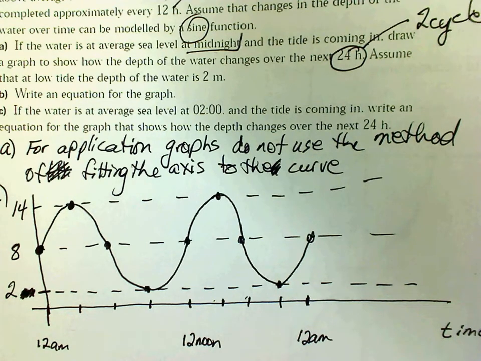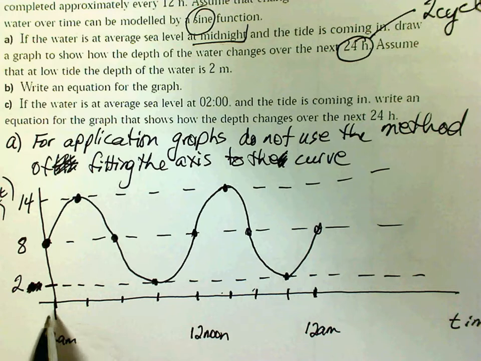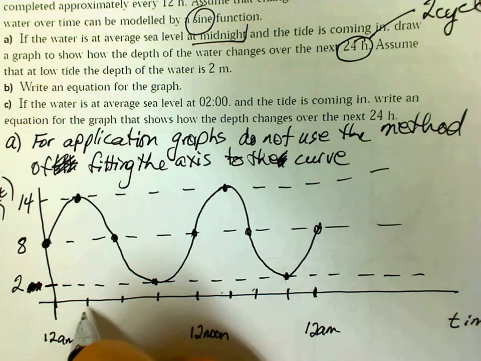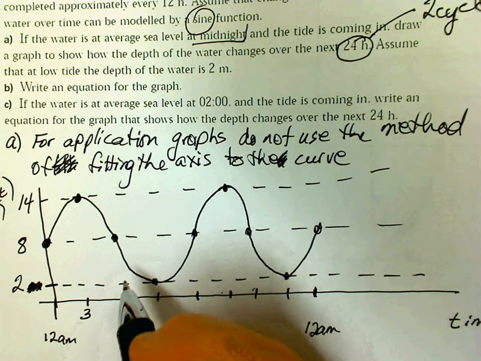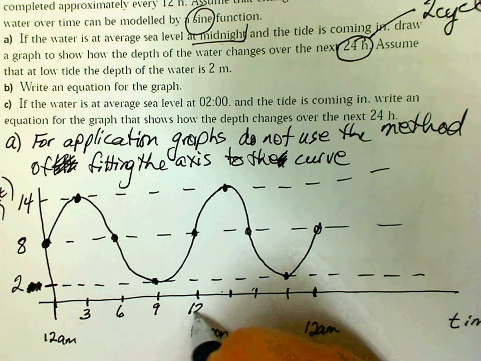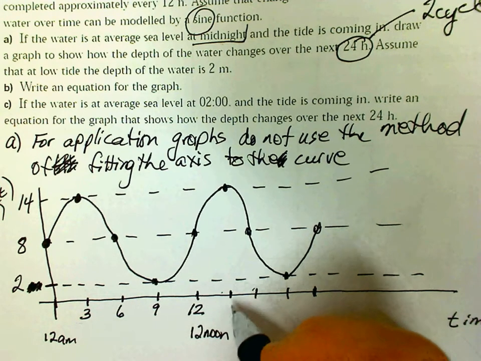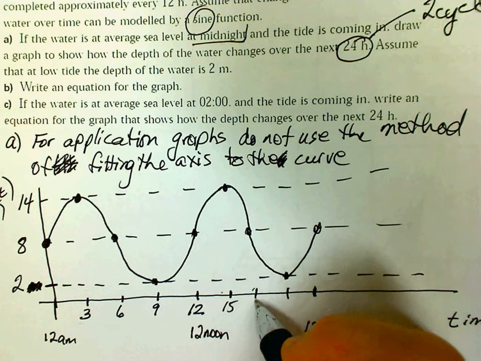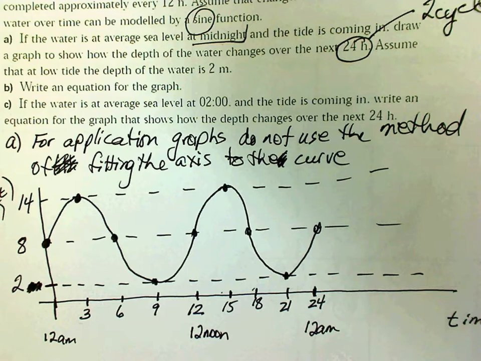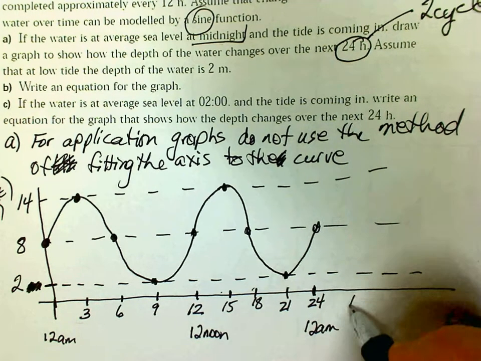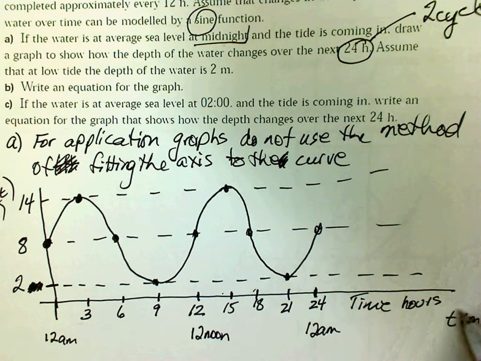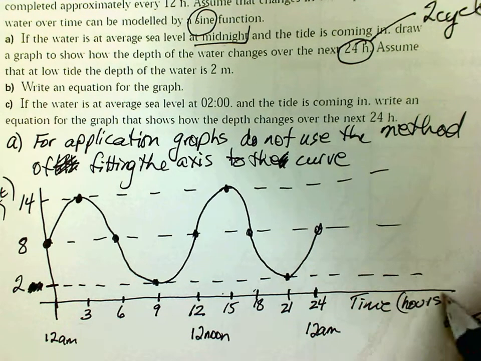So that must make, let's do time in hours. This is a clock time. So this is 3 hours after midnight, 6 hours, 9 hours, 12 hours, 15 hours, 18 hours, 21 hours, 24 hours, right? So here's our time in hours. I'll just put it up a little bit higher.